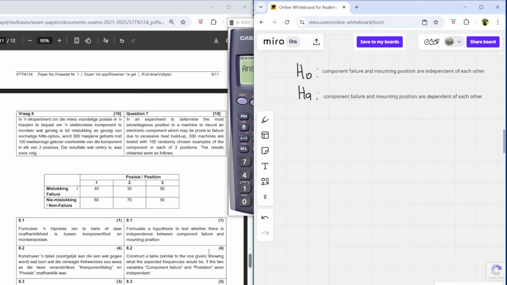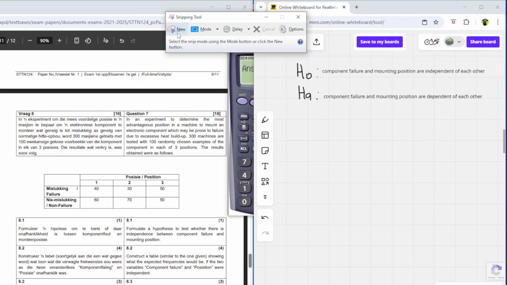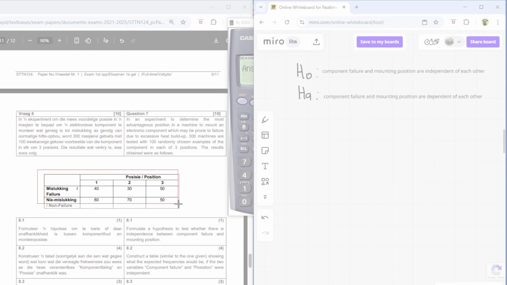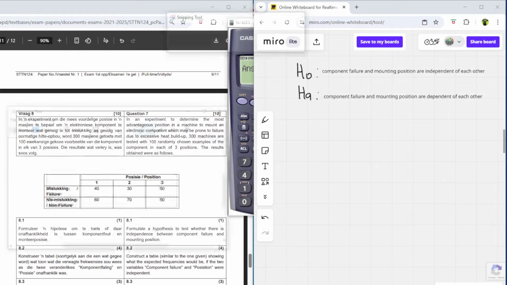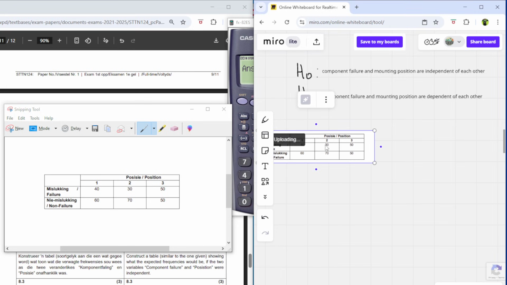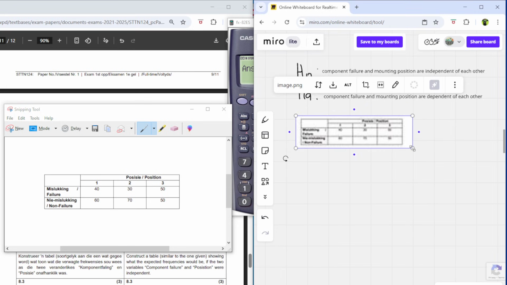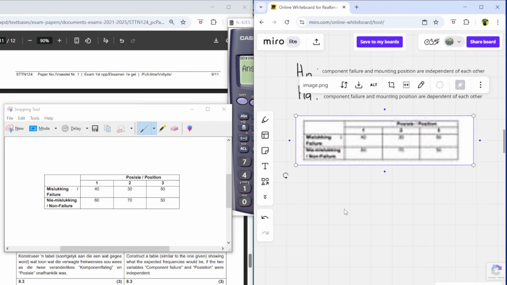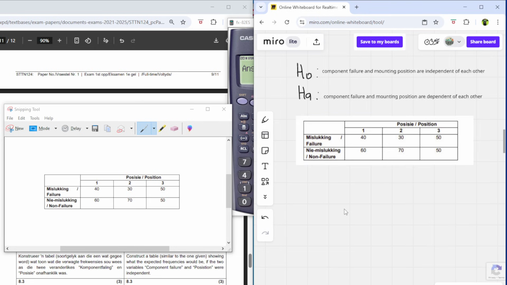Question 8.2, construct a table similar to the one given, showing what the expected frequencies would be if the two variables, component failure and position, were independent. So they say construct a table that is similar to this one. So I'm just going to take this table, Control C, Control V. I'm going to take this table here because they say I must construct one similar to it.